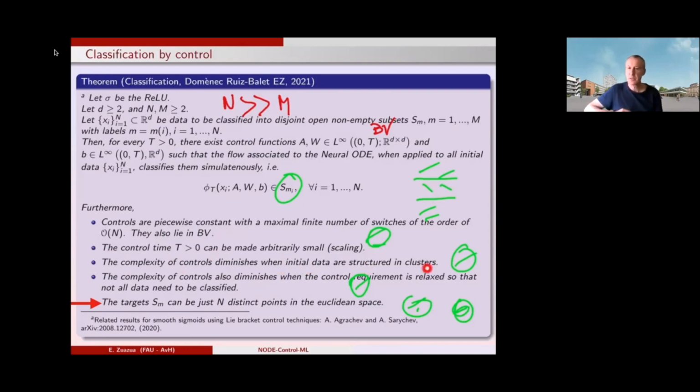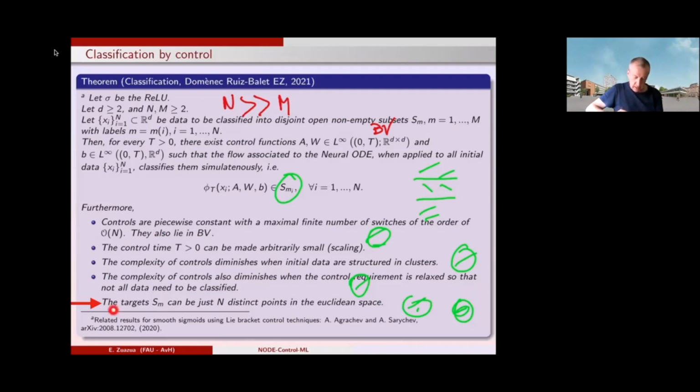This is what we have seen in the previous example. And the complexity of controls also diminishes when the control requirement is relaxed so that not all data need to be classified. Of course, if you tell me that out of all the data, you are only focusing on the classification of a few, you are ignoring the others, so the capital N is diminishing, and therefore the number of operations you will need will decrease as well.